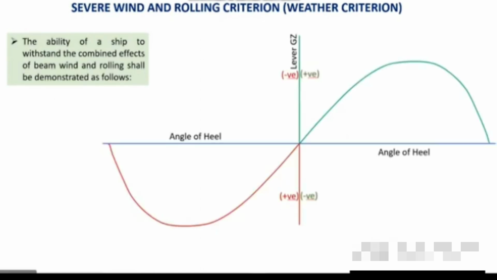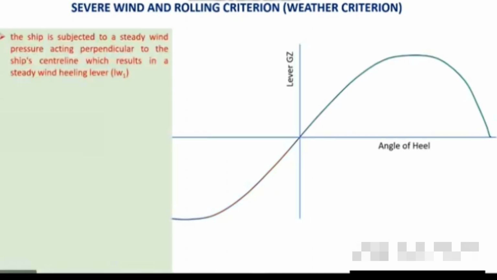of a ship to withstand the combined effects of beam, wind, and rolling shall be demonstrated as follows. We have the curve for the leeward side, curve for the windward side, right? The ship is subjected to a steady wind pressure acting perpendicular to the ship's center line, which results in a steady wind heeling lever LW1.